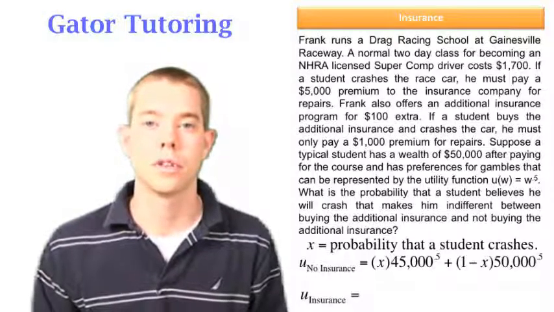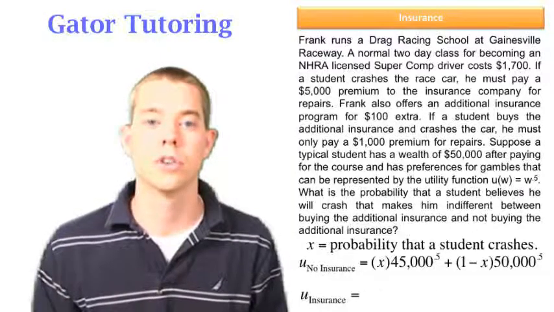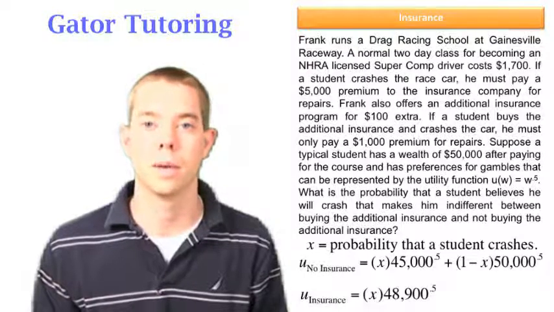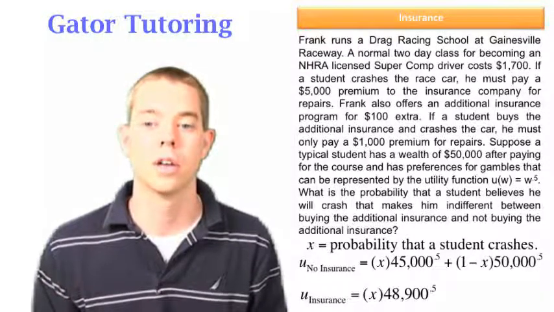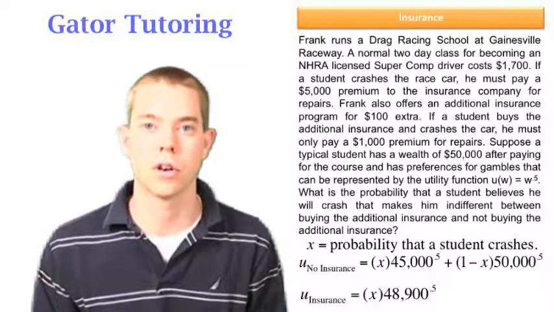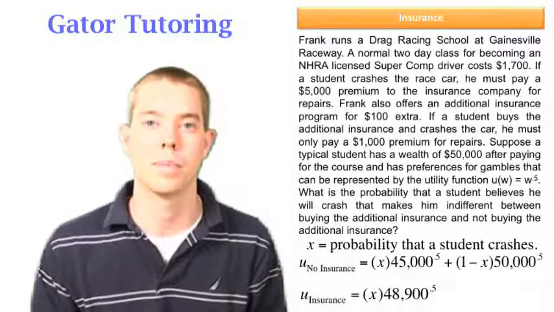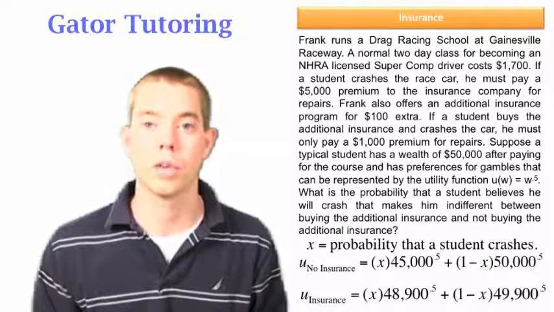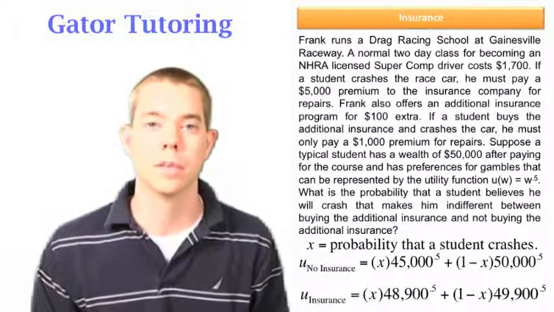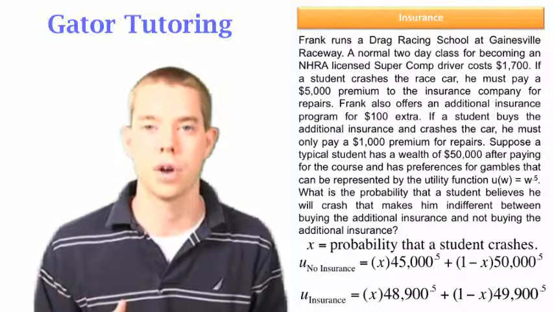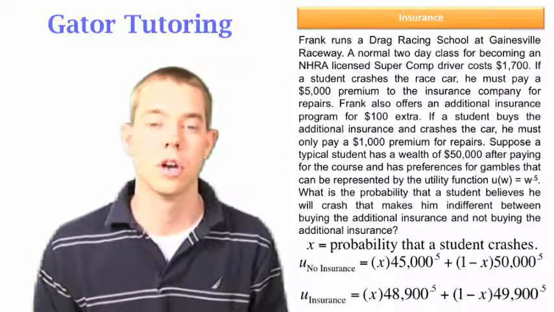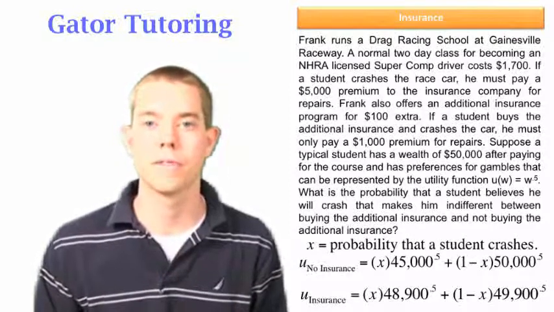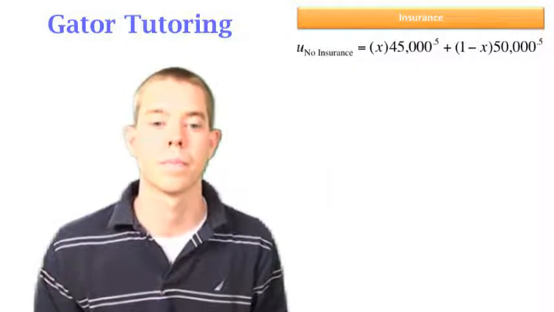Now let's look at our expected utility with insurance. Well, with insurance, if we do crash, we expect to end up at $48,900 because now we bought insurance for $100, we've crashed, and only had to pay $1,000 for repairs. 1 minus X, where we don't crash, we expect to end up with $49,900 because, again, we bought insurance for $100, but now we haven't crashed. So even though we didn't use that insurance, we still had to pay for it, and we have $49,900.